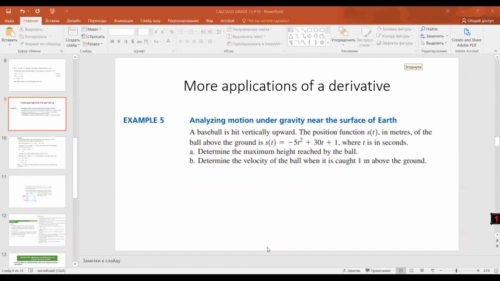Oh, sorry. So let's move on with our example. We are running out of time. Analyzing motion under gravity near the surface of Earth. A baseball is hit vertically upward. The position function s(t) in meters of the ball above the ground is s(t) = -5t² + 30t + 1, where t is in seconds. A, determine the maximum height reached by the ball. B, determine the velocity of the ball when it is caught 1 meter above the ground.